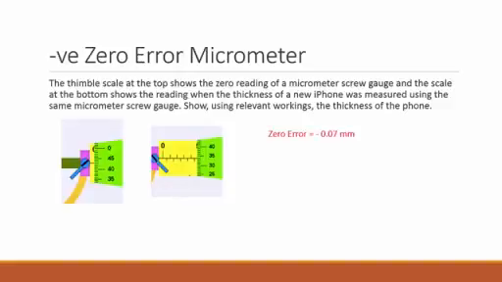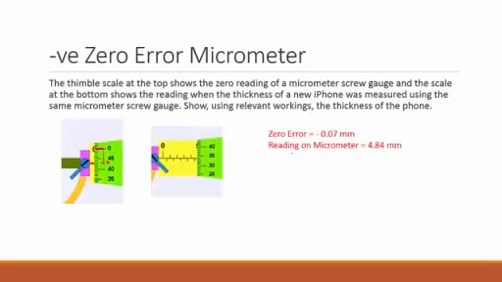First, you need to obtain the zero error. In this case, negative 0.07. As mentioned before, you need to compare the 0 and where the line is over here. In this case, you find that there's 1, 2, 3, 4, 5, 6, 7. So this is actually 7 spacings below. So in this case, it's negative 0.07.